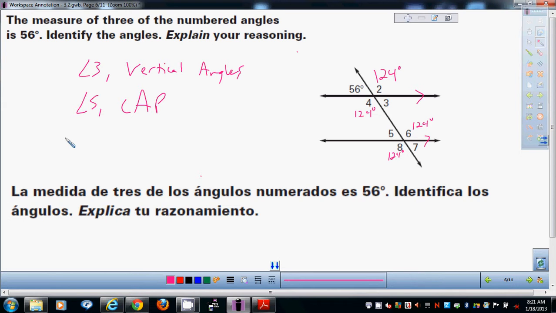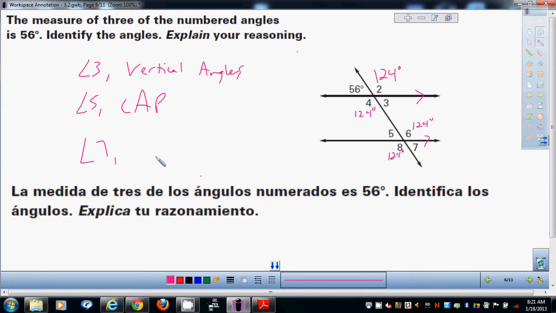That's one thing you could have done. It's vertical with 5, assuming you've already shown 5. What's something else we could have done? Alternate exterior with our original. And since I'm going to just bounce everything off our original, I'm going to write that one. But both of those would be right.